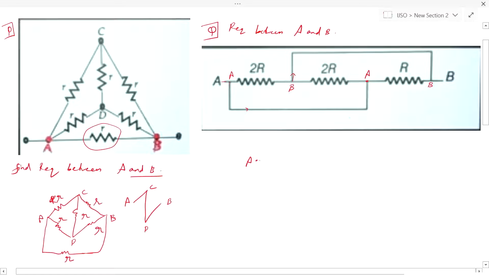A, and now we will break this, simplify this. So A to B there is one resistance 2R. I've included this. Now B to A, again there is one resistance 2R, but that is in parallel. Even this is included. Now A to B, again there is one resistance R which is in parallel.